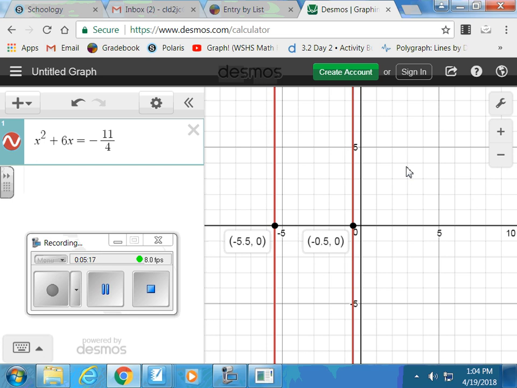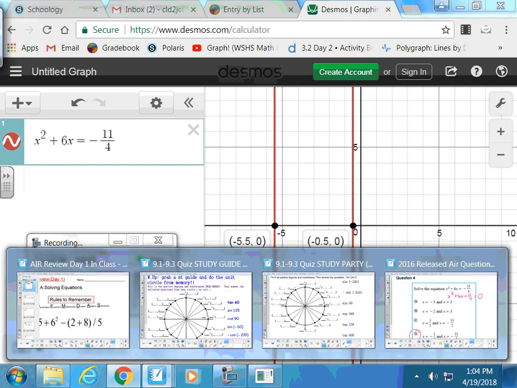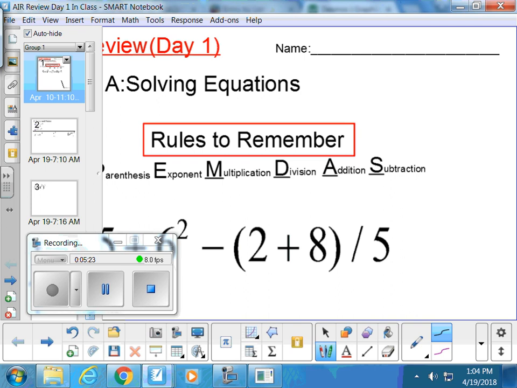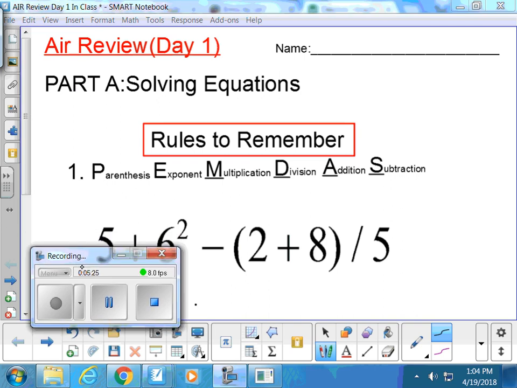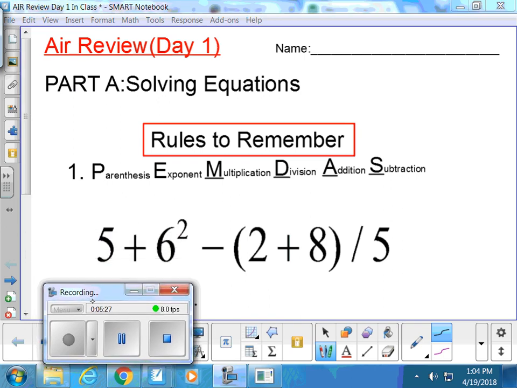All right, so now we are gonna go to the packet. So the packet is just gonna go through topic by topic. It doesn't have a lot of writing space, so I would have like a notebook paper beside it to do some of the sample problems that we'll be doing. So for example, the first topic is the order of operations, and I'll have an example problem, but there's not much space on the packet for you to do it.